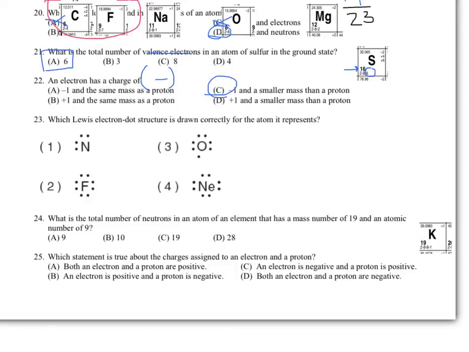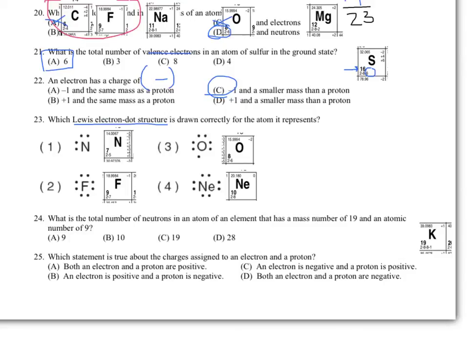The next question is asking us for the correct Lewis dot structure. When examining Lewis dot structure, we know that the number of dots has to equal the number of valence electrons. So let's pull up these atoms from our reference table. So here we have nitrogen, fluorine, oxygen, and neon. And recall that the valence electrons are the electrons that are in the outermost principal energy level, or to the very right of the electron configuration.